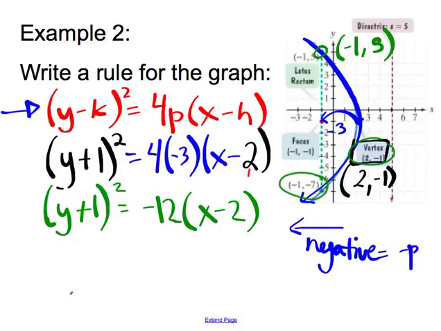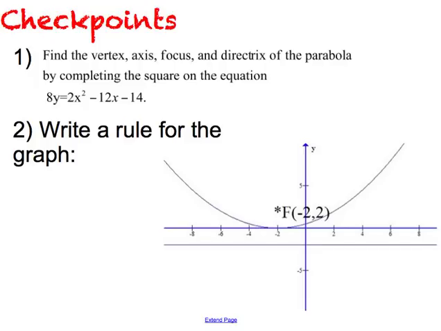So your job for the checkpoints is to kind of repeat this process with 2 different types of problems. So question 1, find the vertex, axis, focus, and directrix of the parabola by completing the square on the equation and graphing. So find those key pieces of information, but make sure you graph it as well so we can check your work. Because you may be able to find that information, but maybe the graphing is the hard part.